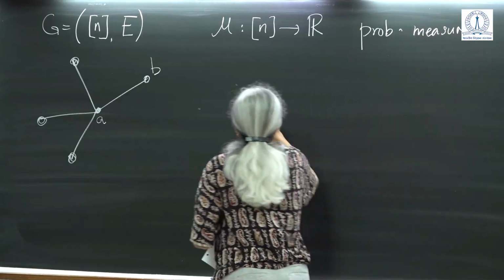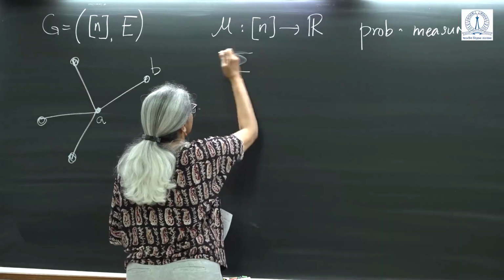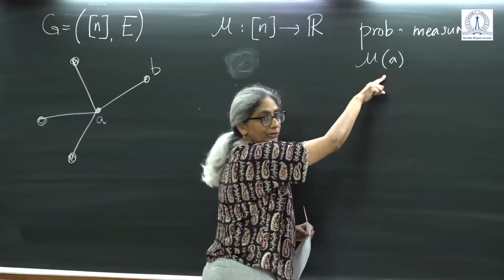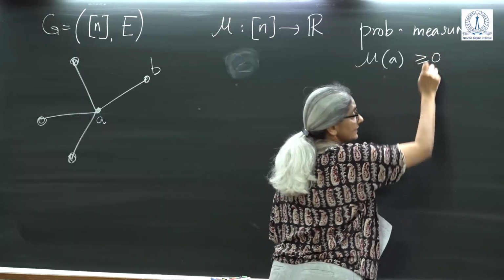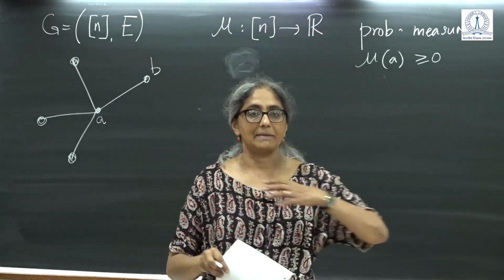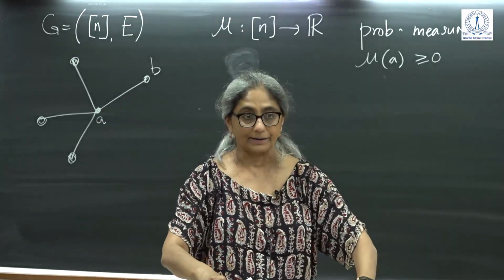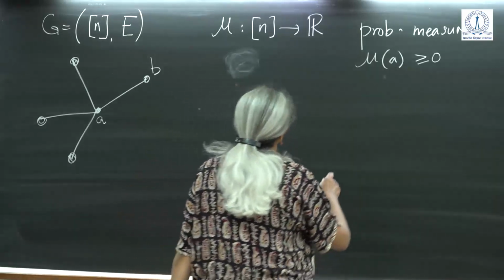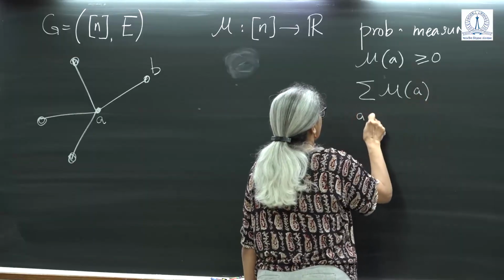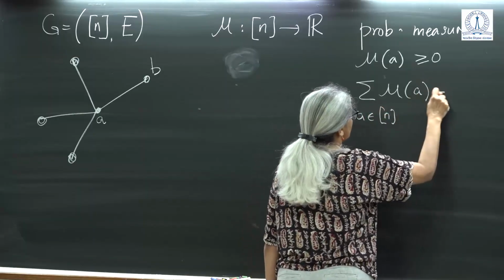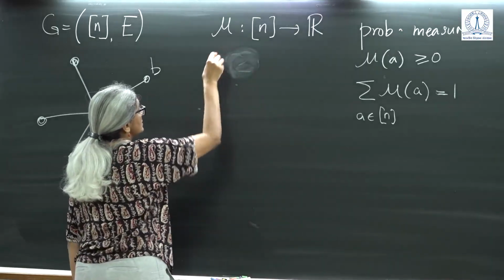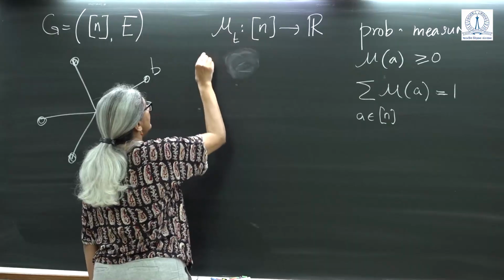And the properties it has to have: first of all, every mu of A, the value of mu at any vertex, is non-negative. It's a probability, so it has to be non-negative. But because it's a probability measure, it also has to sum to 1. So that's the other property we need: the sum of the mu of A over all A in the vertex set has to be equal to 1.